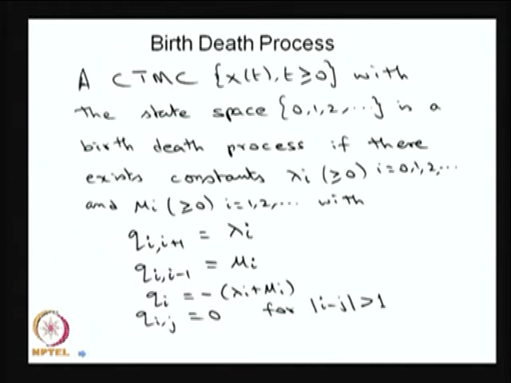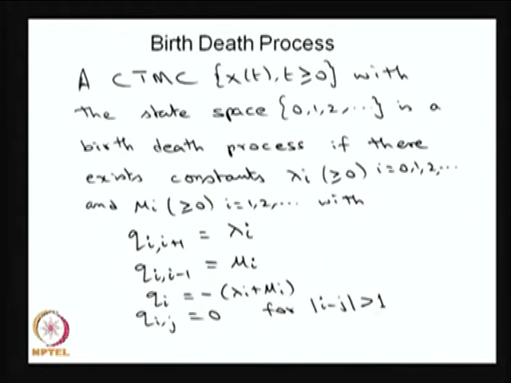That CTMC is going to be called a birth death process if there exist constants lambda i's and mu i's such that, and these are nothing but the infinitesimal generator matrix elements, the rate from state i to i plus 1 is always lambda i, and the rate at which the system is moving from the state i to i minus 1 is mu i, and the diagonal elements are minus of lambda i plus mu i. Whereas all the other rates, the system moving from the state i to j other than i to i plus 1, i to i minus 1 and i to i, are always 0, that is, absolute of i minus j is greater than 1.